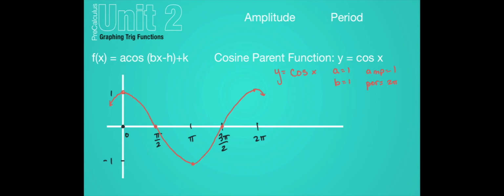The question now is, what about period changes? What if we change the period? What if we said, what about y equals the cosine of x over 2? Now, let's write out a. So a in this case is just 1. B in this case is 1/2.